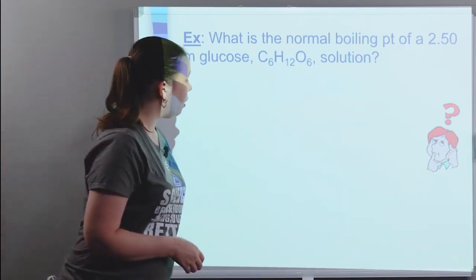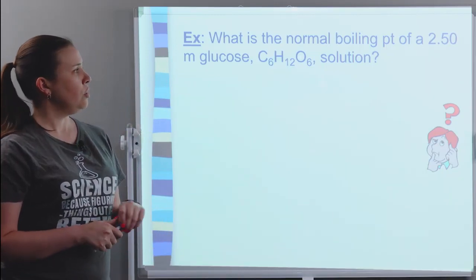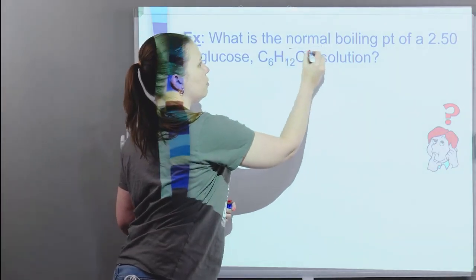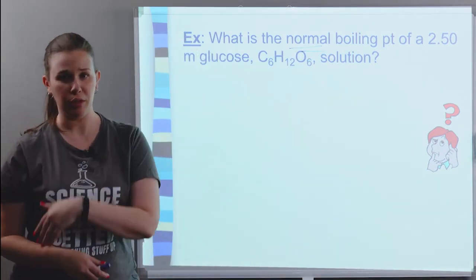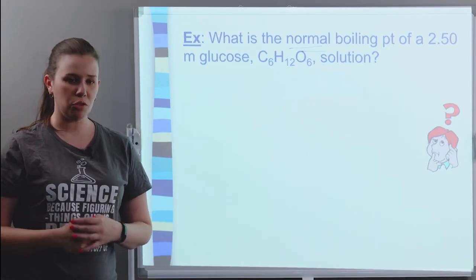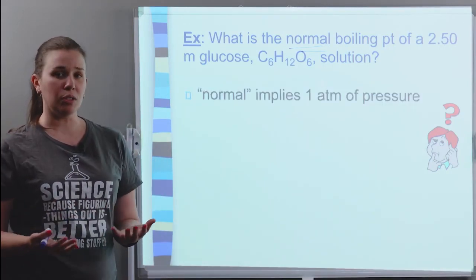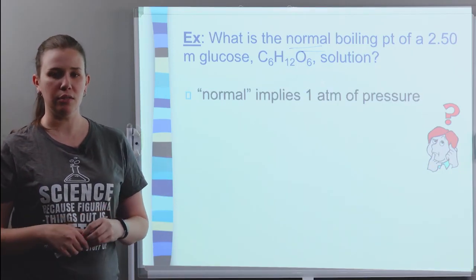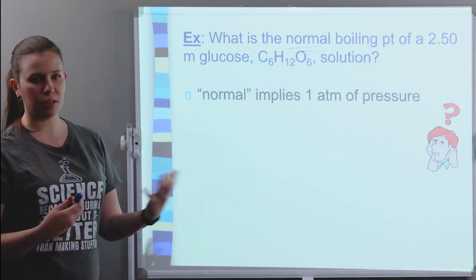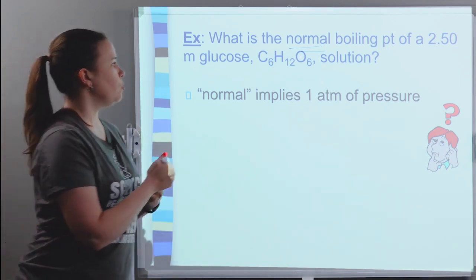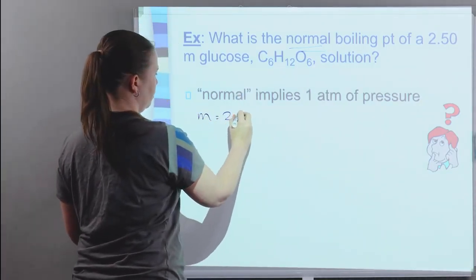All right, so let's look at our first problem. What is the normal boiling point of 2.5 mole glucose? What does normal even mean? Well, it's not normal versus abnormal. It's not weird. What does normal actually mean in a chemistry context? That would imply a normal pressure of 1 atm, which means our normal boiling point of 100 degrees Celsius would apply. So that's actually kind of important when we go and translate what is our change in temperature and what does it mean. So one piece of information that they actually gave us here was that the molality is equal to 2.50.